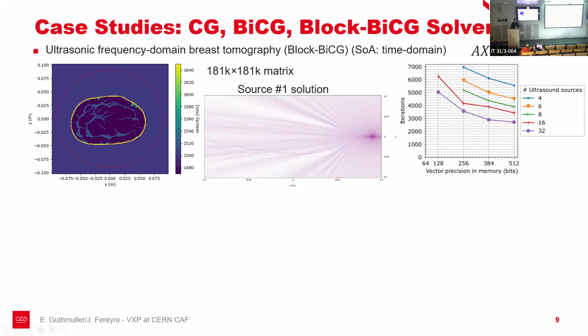And actually, the state of the art on this kind of problem is to use a time domain representation for the problem, so for the matrix. But here we are using the frequency domain. So the matrix is actually much more compact, and you need less data because you start from your frequency, your FFT result, instead of having your ultrasonic measurement in the time domain.